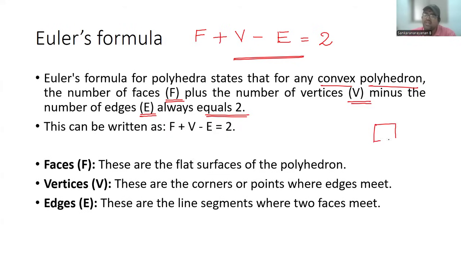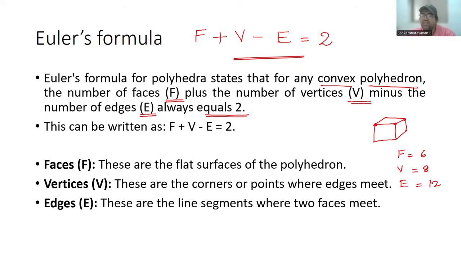You take a cube for that matter. I'm just drawing a cube for your quick reference here. As far as a cube is concerned, the number of faces is equal to 6. The number of vertices is equal to 8. And the number of edges is equal to 12. Faces, 6, you all know. Vertices are nothing but the corners.